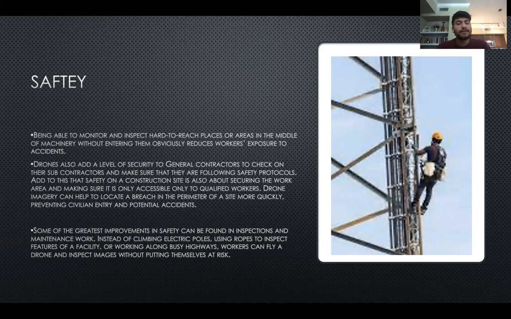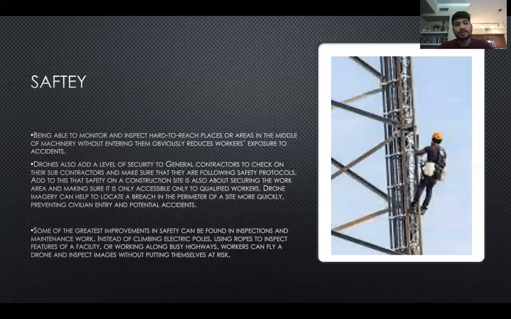I've had experience with this too. When I was working at UT, there was a college student who rode his bike into a job site not knowing. Obviously, we're not going to have drones up all over the place to see if someone comes in, but if one of the project managers happens to be flying a drone, they could see that and tell someone to go tell them, hey, get off the job site. Drone imagery can help to locate a breach in the perimeter of a site more quickly and prevent civilian entry and potential accidents. Remember, if a civilian enters a job site and gets hurt, it's on you. It's all on you. That's liable to you.